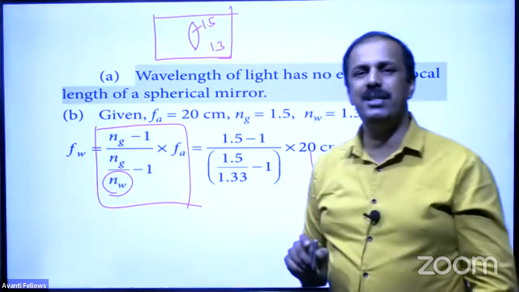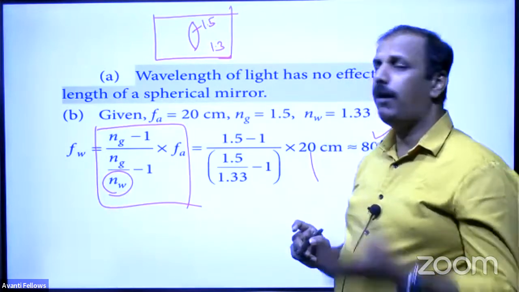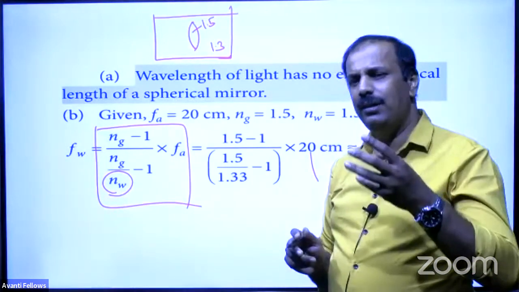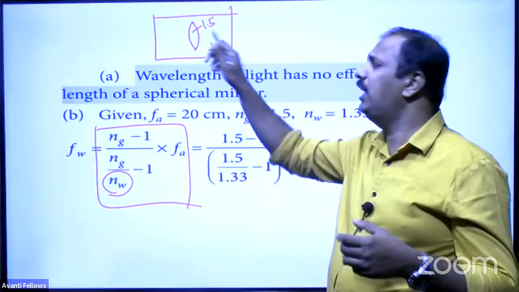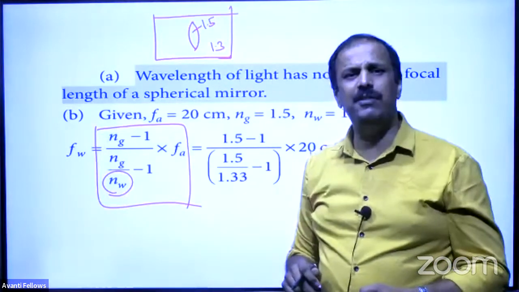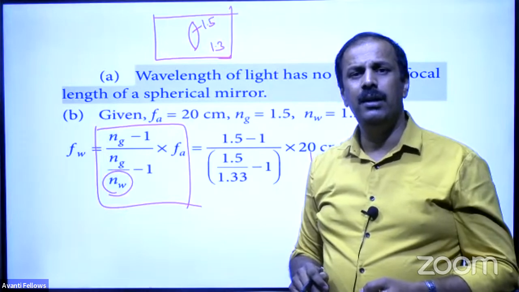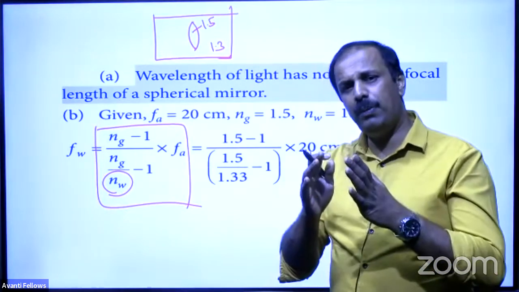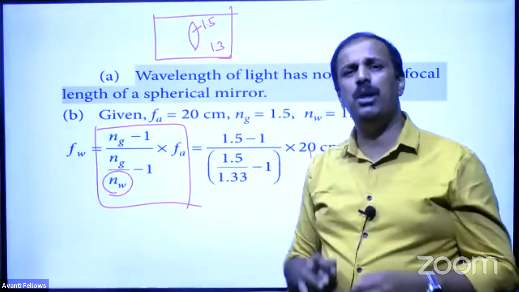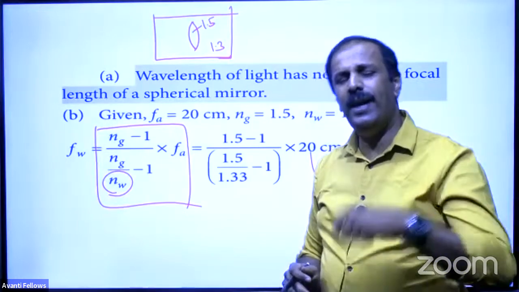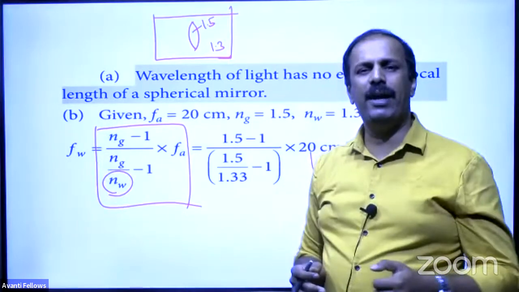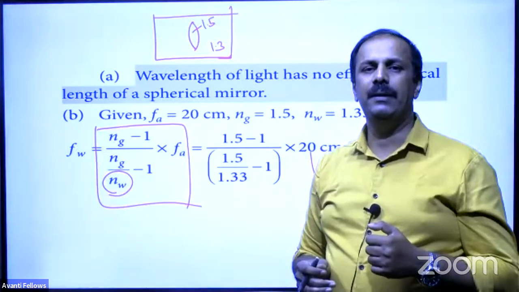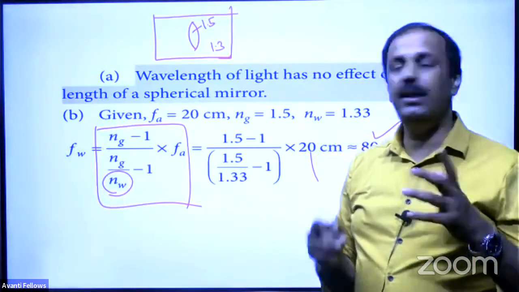Now the next case is if the lens and the liquid have the same refractive index, then what will happen? That is, a lens made up of material of refractive index 1.5 is put in a liquid which has the same refractive index. Then what will happen? That is a very interesting thing.